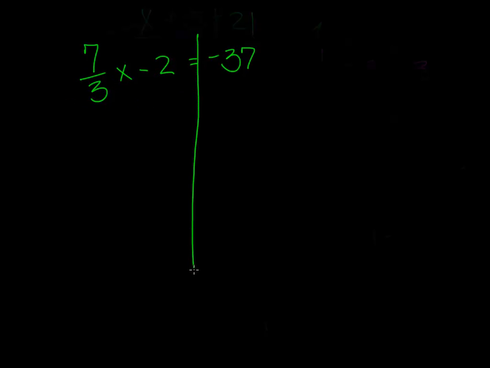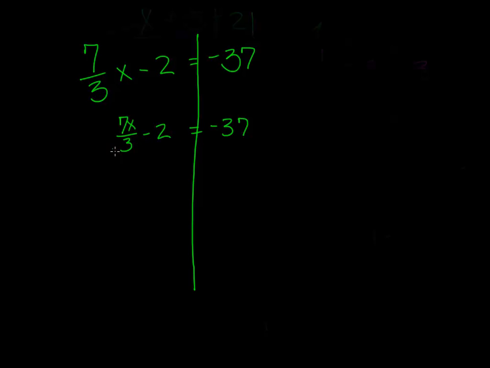Alright, problem 4. We've got another fraction involved with an extra step. 7 over 3 times an x minus 2 equals negative 37. Alright, first step, I'm going to go ahead and rewrite this. I'm going to draw my line. And I do realize those lines are not the straightest in the world, but I'm going to rewrite 7x over 3 minus 2 equals negative 37.